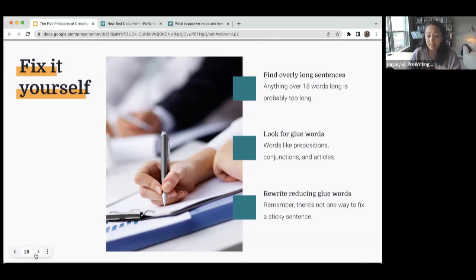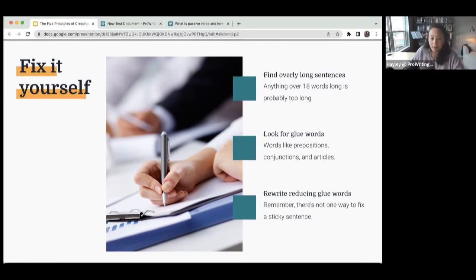Once you've found sentences like that, I would look for glue words. So words like prepositions, conjunctions, articles. Those are all those words that, again, make the sentence stick together, but you can often reduce, remove, or replace them to make the sentence make sense. And then you're going to rewrite the sentence to reduce those glue words. Like I said, there's not one way to do this. You might decide that you do not want to change the sentence at all, and it makes sense to have it there. But your goal, again, is to understand the context of your sentence and whether or not it makes sense to leave them in.